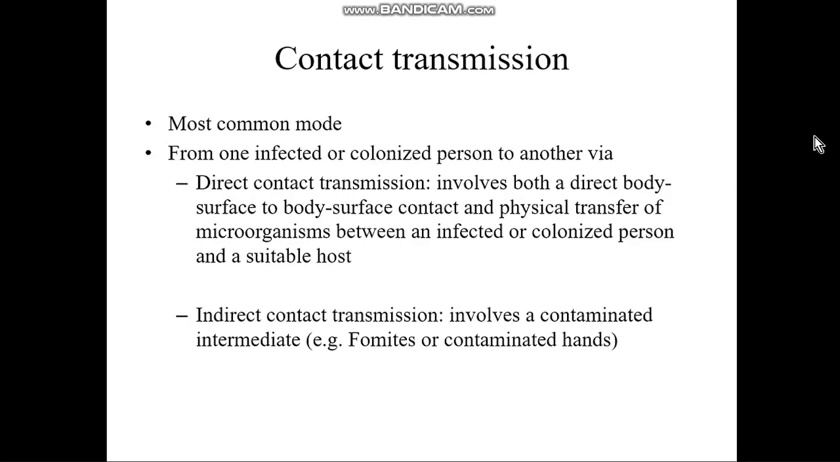So we'll talk about contact transmission first. It is the most common mode of transmission of infections in healthcare facilities. From one infected or colonized person to another by direct contact transmission that involves both a direct body surface to body surface contact and physical transfer of microorganisms between an infected or colonized person and a suitable host. Indirect contact transmission involves a contaminated intermediate like fomites or contaminated hands.